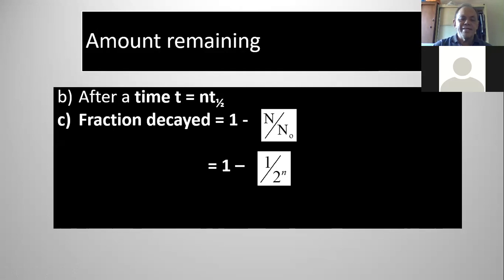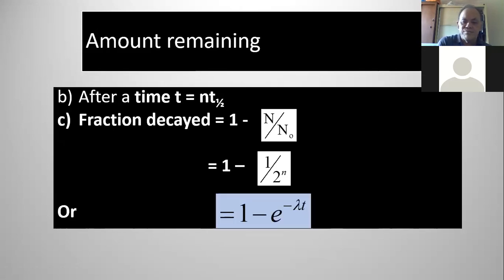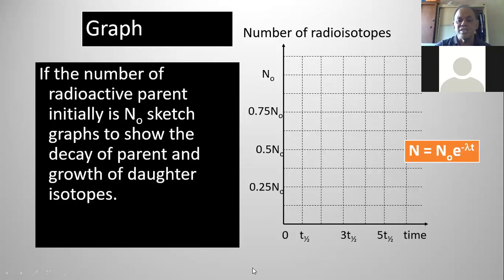And then we can rewrite that. Or earlier we got the formula e to the minus lambda t. These two are alternative formulas that we can use in exams. Right? We need to know how to draw the graph.